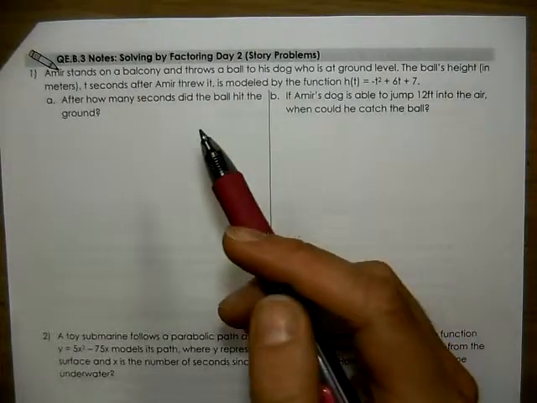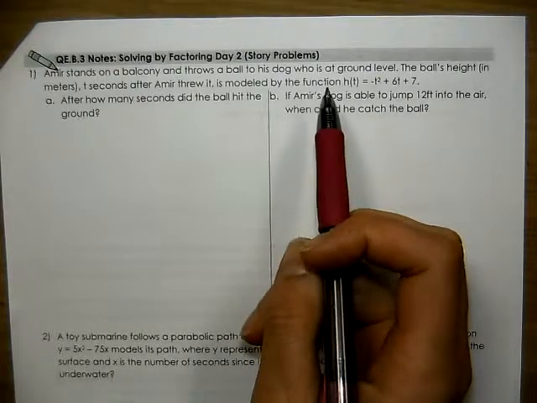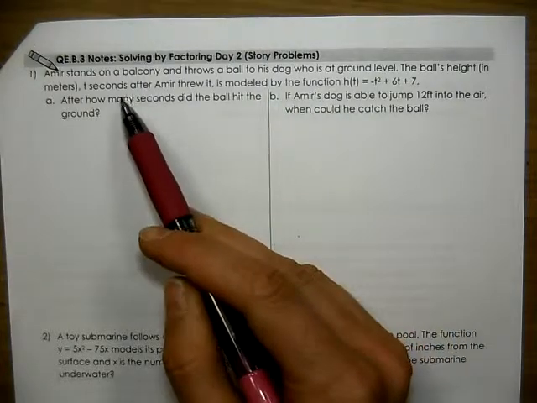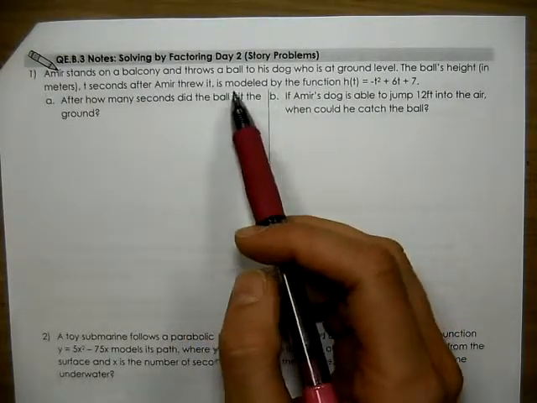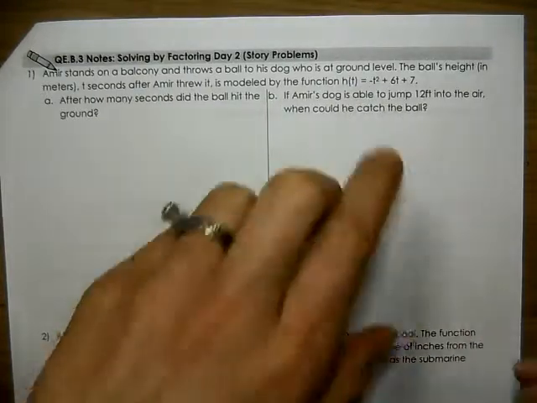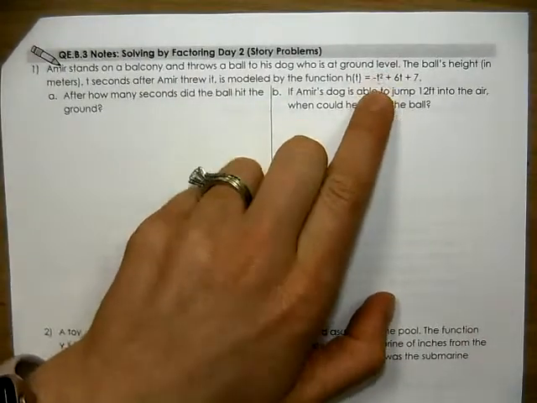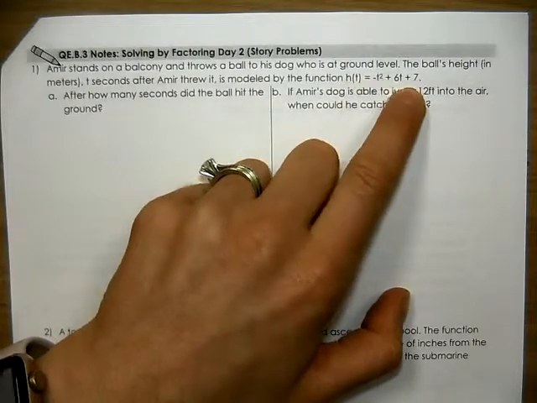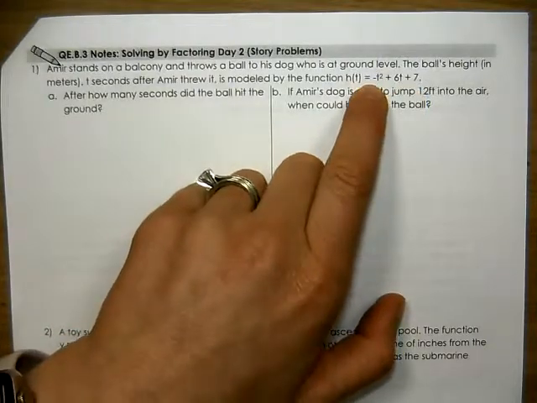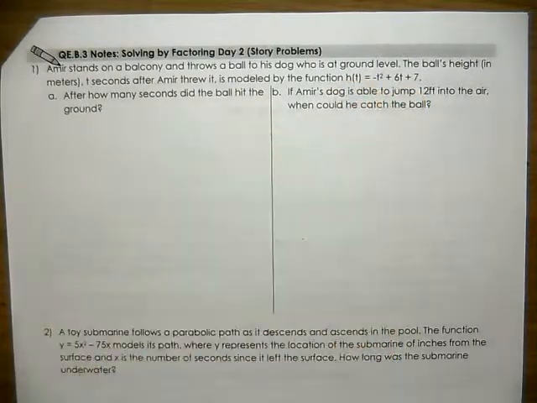All right, so for number 1, it says Amir stands on a balcony and throws a ball to his dog who is at ground level. The ball's height in meters, t seconds after Amir threw it, is modeled by this function. I look at this, I see it's quadratic because I see a t squared. Specifically, it's in standard form because I see a t squared and a t. I see that the leading coefficient is negative, so it's going to be a parabola that's opening down.